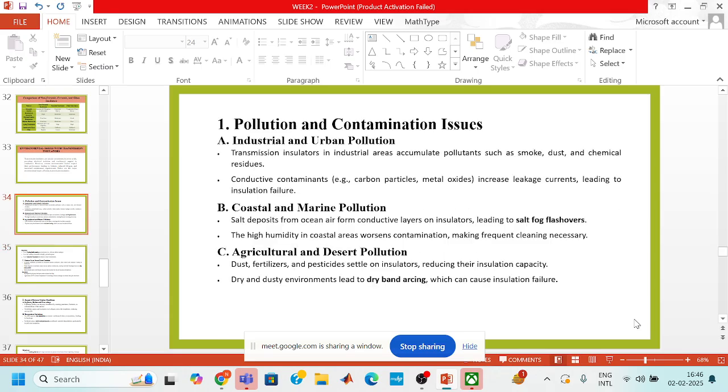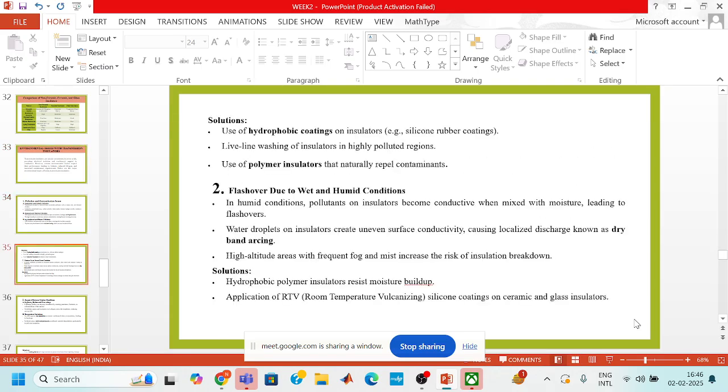The next environmental issue is flashover due to wet and humid conditions. In humid conditions, pollutants on insulators become conductive when mixed with moisture, leading to flashovers. Second, water droplets on insulators create uneven surface conductivity, causing localized discharge known as dry band arcing. And third, high altitude areas with frequent fog and mist increase the risk of insulation breakdown.